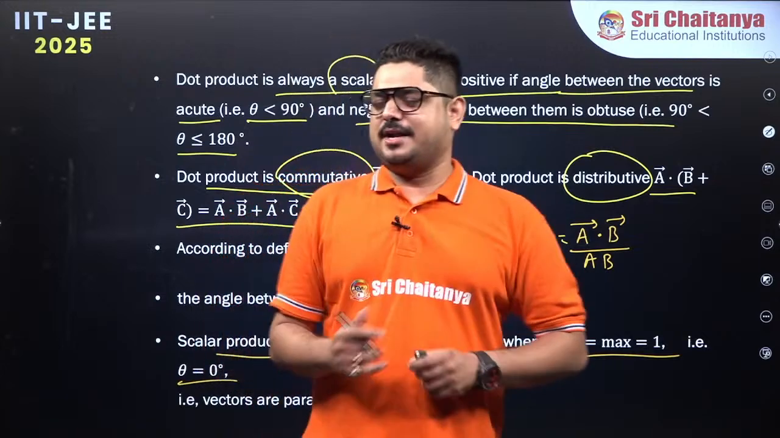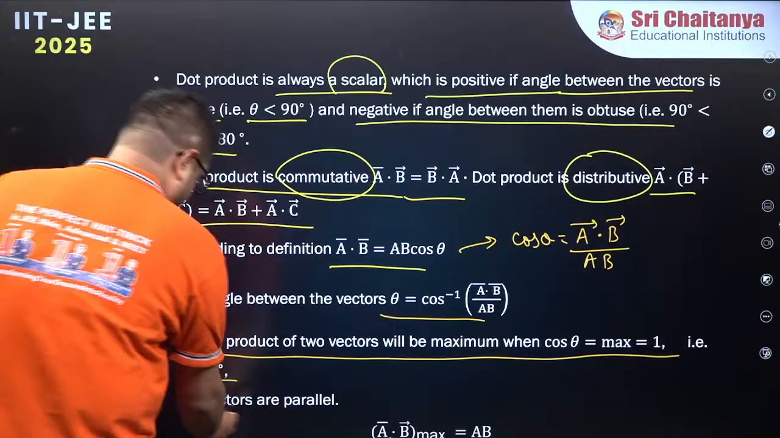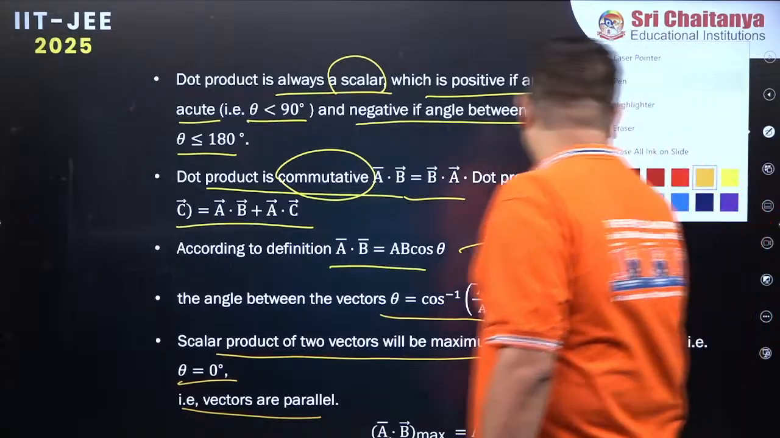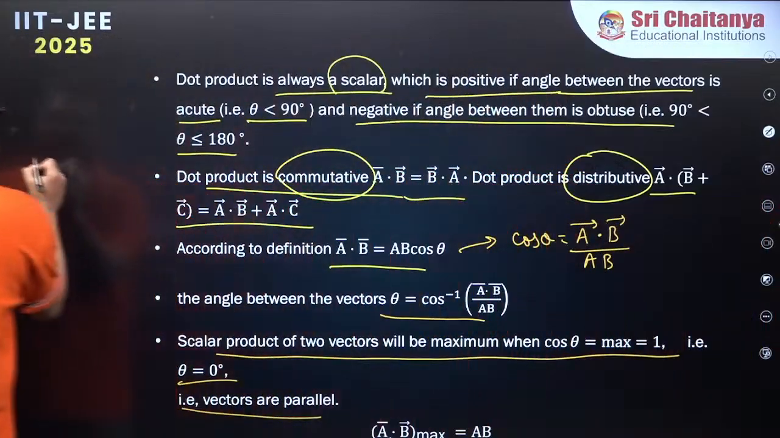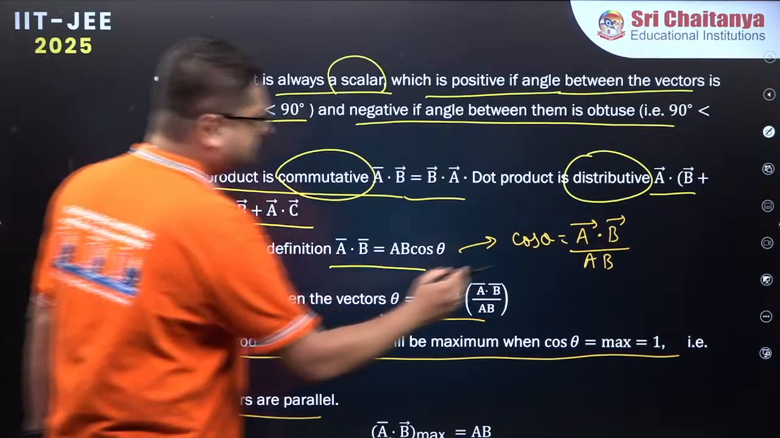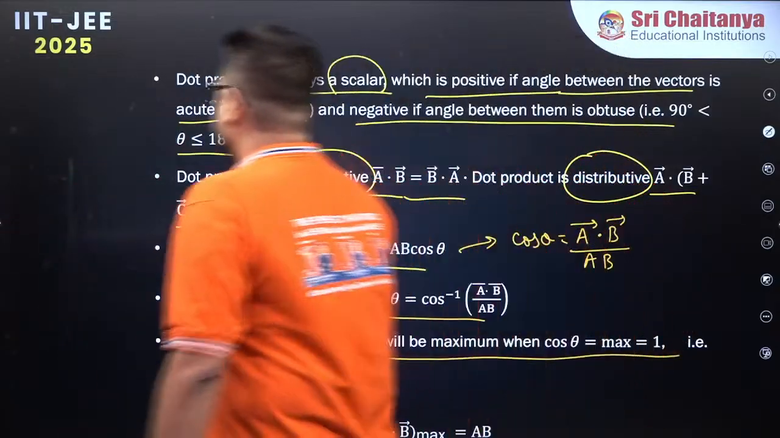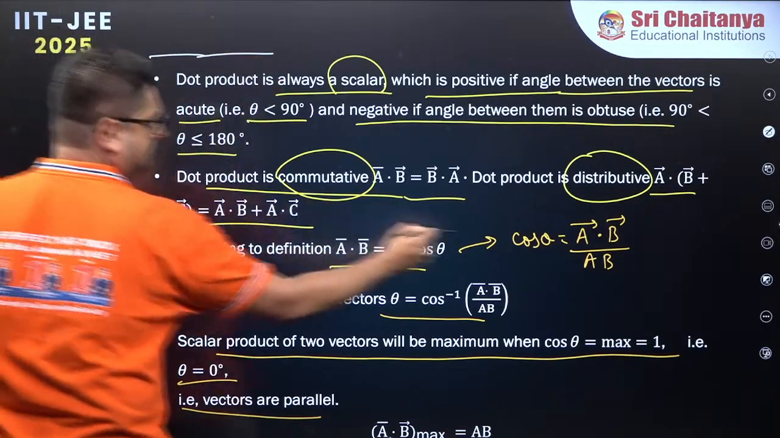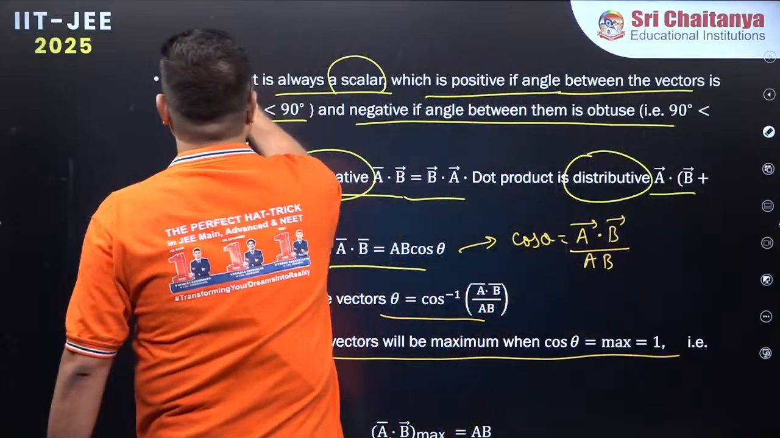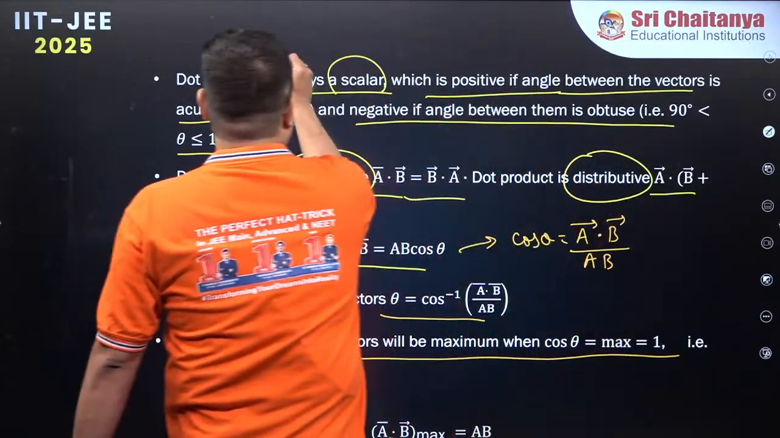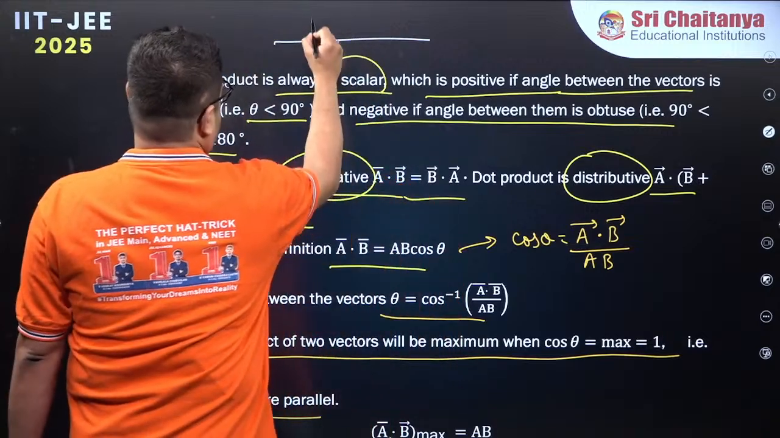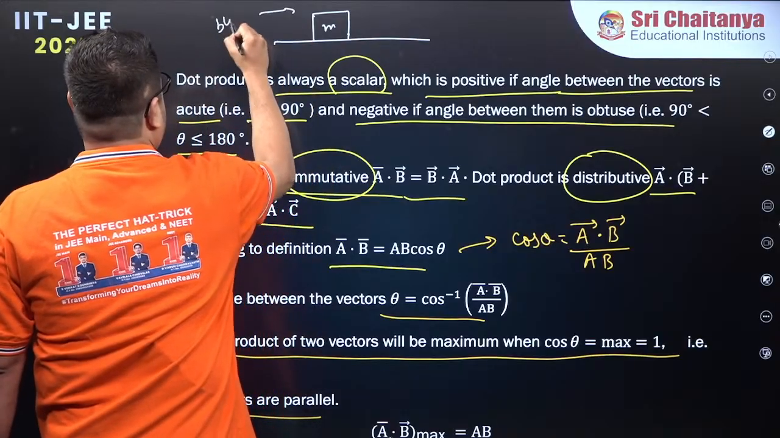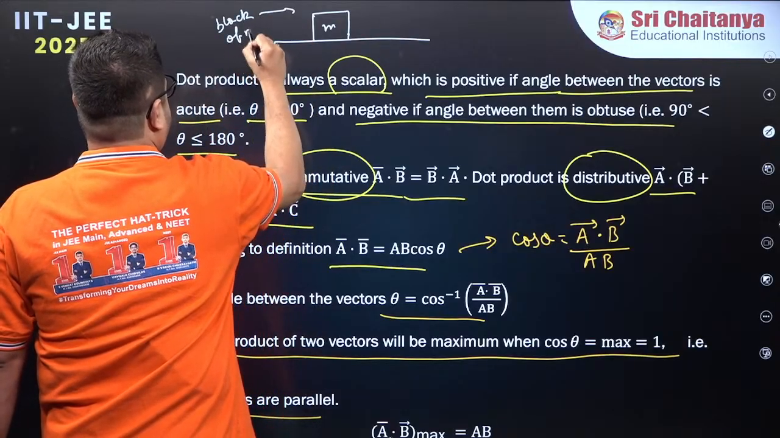So now, what I am saying is that the vectors are parallel. How can we imagine that? Let's try to give an example. We have a horizontal surface, and let's say a block of mass m is placed on it. This is a block of mass m.